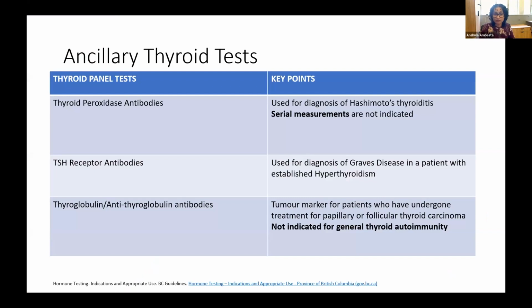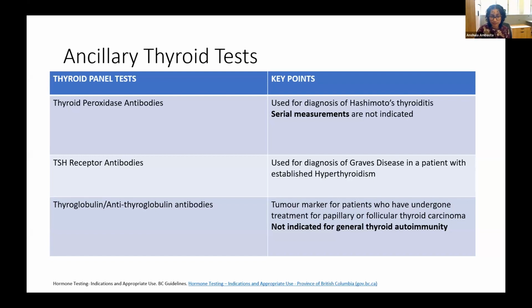Well, let's have a quick review of the different thyroid antibodies. The one that you obviously would be ordering more or be more familiar with is the thyroid peroxidase antibodies or the TPO antibodies. This is used for diagnosis of Hashimoto's thyroiditis in a patient with hypothyroidism. An important thing here is the serial measurements are not indicated. The TSH receptor antibodies are actually used for diagnosis of Graves' disease in a patient with established hyperthyroidism. So most certainly, you would not need to be doing that in this patient.